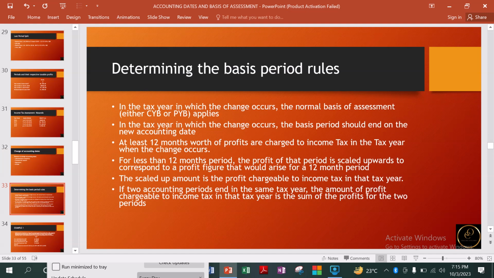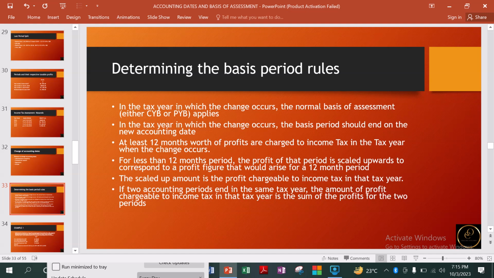Okay. So when there is a change of accounting date, what type of rules are we supposed to be following? I've indicated determining the basis period rules. In this particular case, a number of points have to be taken note of. One is that in the tax year in which the change occurs, the normal basis of assessment, either current year basis or preceding year basis, applies. So in the tax year in which the change occurs, the normal rules apply in short.